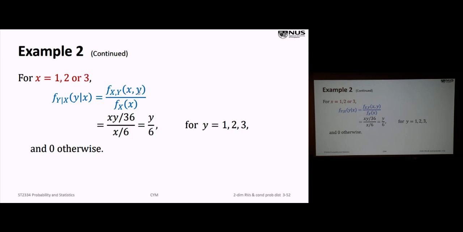So this thing here is x y over 36. This is x over 36. The x cancels. 1 over 36 times 6 is 1 over 6, so it gives you y over 6, and y is in the set 1, 2, 3. Actually, in this case, you can prove that the random variables x and y are independent, but since we have not defined that yet, there's no point talking about it.